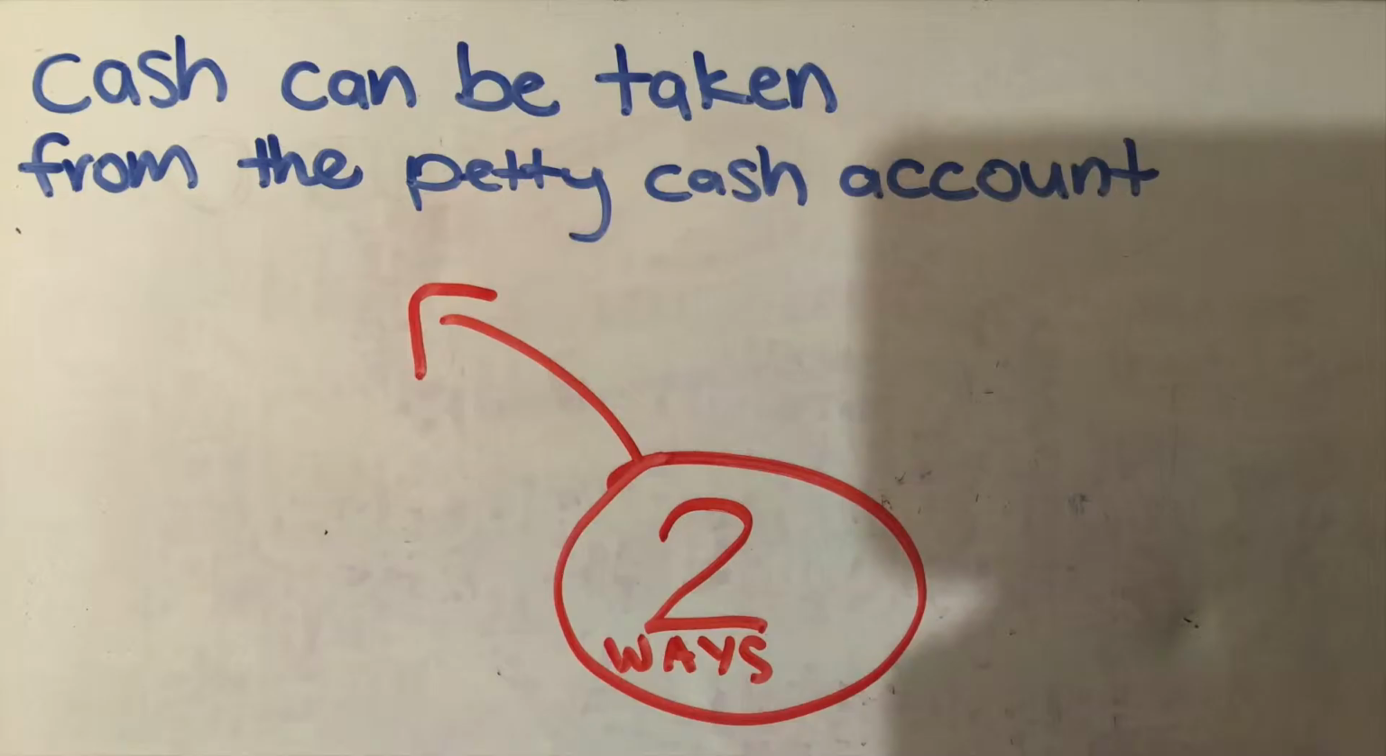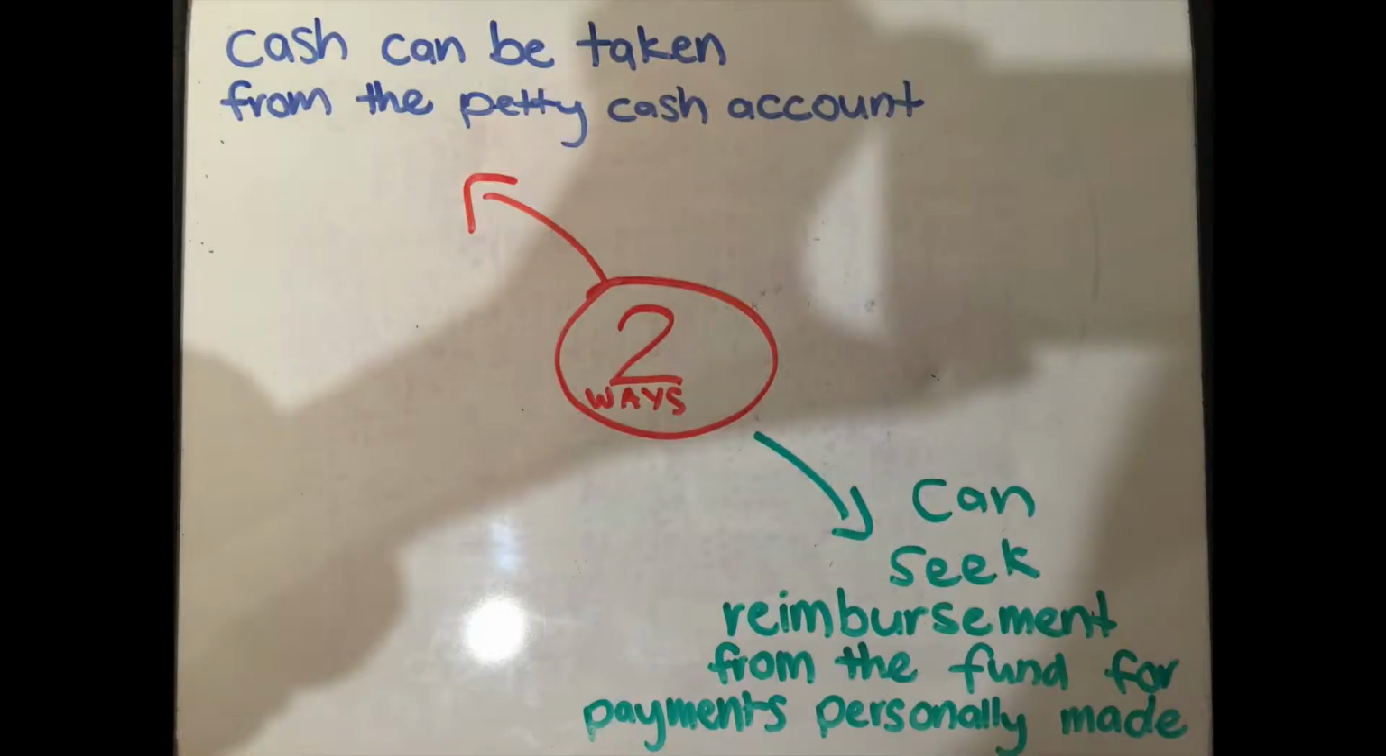In order to discover these expenses, it goes under making payments from the fund. Making payments can be made in 2 ways. The first method, as seen below, is cash can just be taken from the petty cash account, and the second way is employees can seek reimbursement from the fund for payments they have personally made.